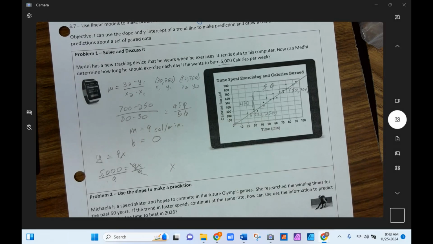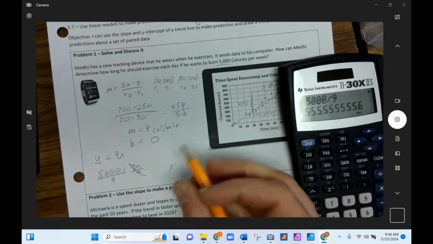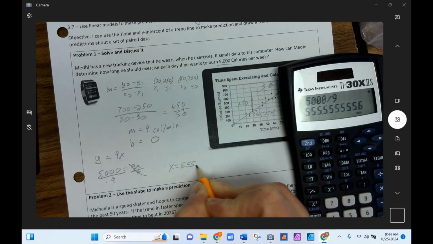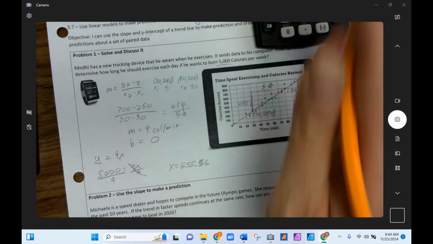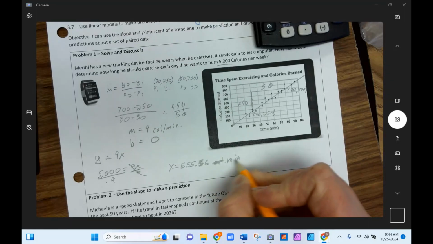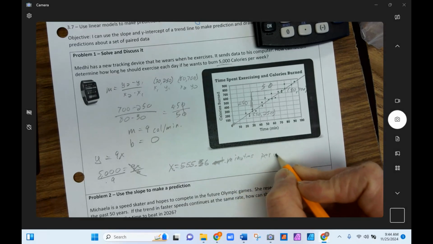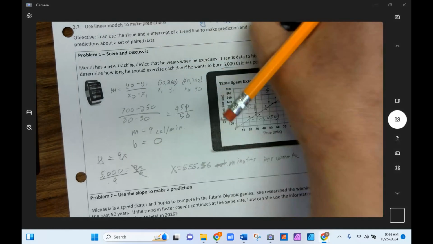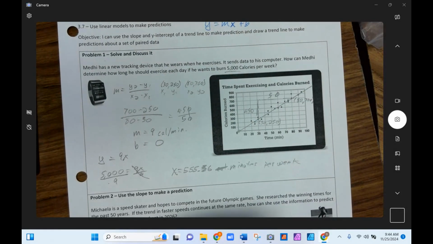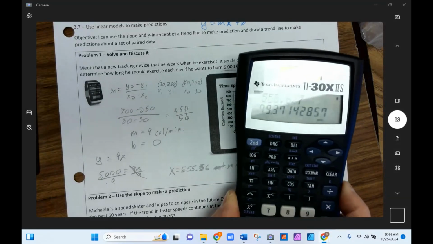Oh, that's a lot of minutes per day. Oh, that's per week. Duh. Okay. So that's 555. Let's round that up to 555.6 minutes, actually, per week. And then, yeah, that's right. Oh, per day, right? So we take that and divide by 7. So 555.6 divided by 7. That's about 79 minutes a day. Whew, that's a lot.